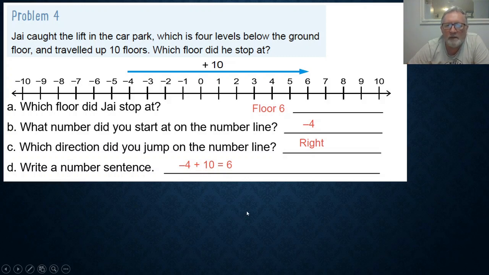Alright, so today we've been practicing using positive and negative numbers. We have been writing number sentences and thinking about the direction we move. It is very important to get our number sentences right. You might even practice a few more of your own.